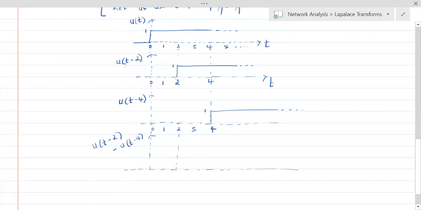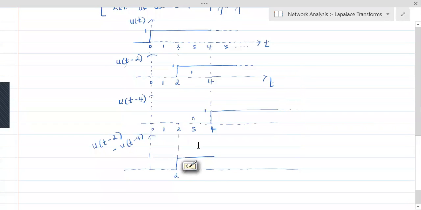So this is 1 from 2 to 4. Okay. From 2 to 4, it is 1 (u of t minus 2) and it is 0 (u of t minus 4). So it is 1 minus 0 from 2 to 4. So what would it be? It would still be 1. From 2 to 4, it is performing 1 minus 0. Everybody understand that? Okay. So it would be 1 from 2 to 4.